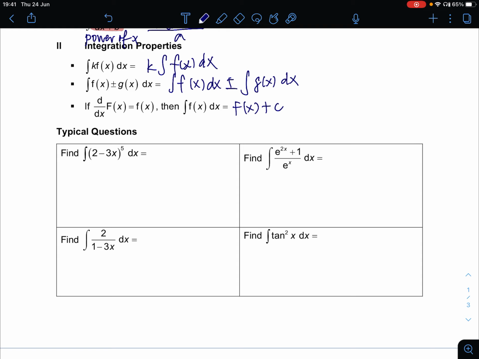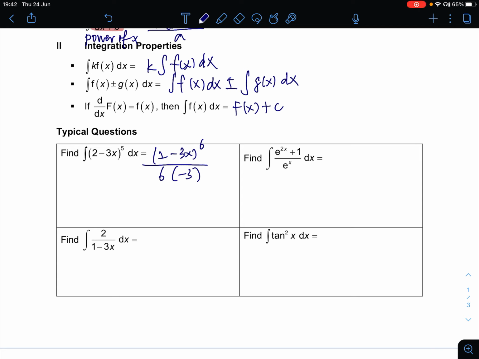(2 minus 3x) power 5. So you just put in the original one. Power go up, divide by new power, divide by inside. So divide by inside, not times inside. Okay. So the same thing applies for integration as differentiation. If you can simplify it, you simplify it.